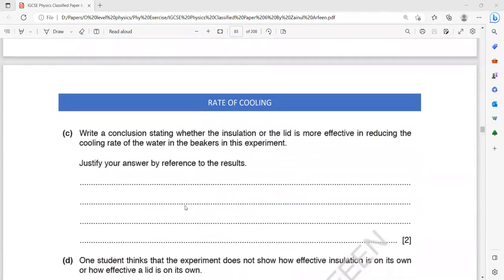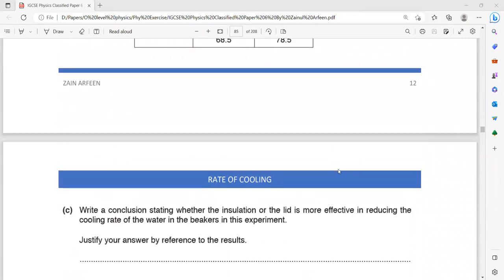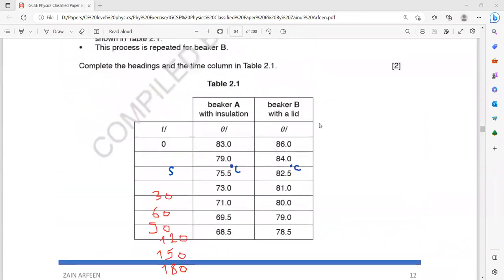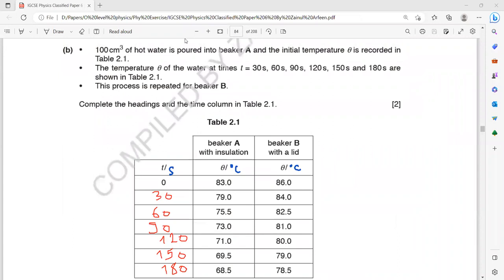The next one: write a conclusion stating whether the insulation or a lid is more effective in reducing the rate of cooling, and justify your answer with reference to the readings. The first reading was with insulation, and the second reading was with the lid. So how to identify whether the rate of cooling is affected? In 180 seconds, how much is the temperature change, or temperature difference, with insulation? Subtract. What's the answer? The first one is 83 and 68.5. So 83 minus 68.5 is 14.5.